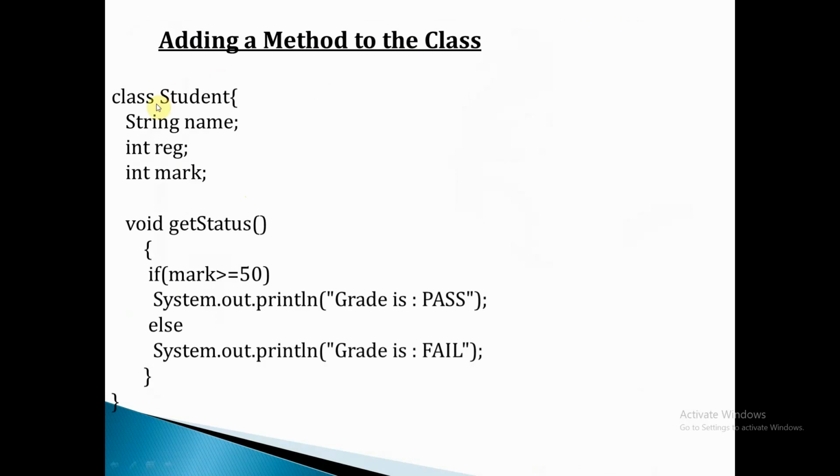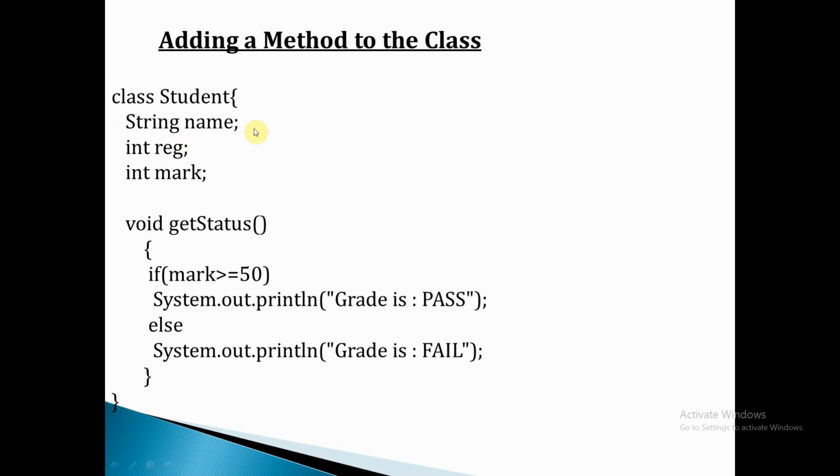So here we have a class. We know that a class contains only two things, data and functions. Here, what is the data for the student? Name, register number and marks. These are the data we have taken here. We can add any number of data as we want according to our task.